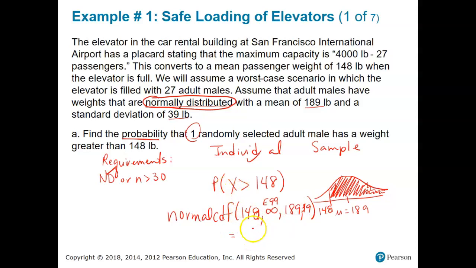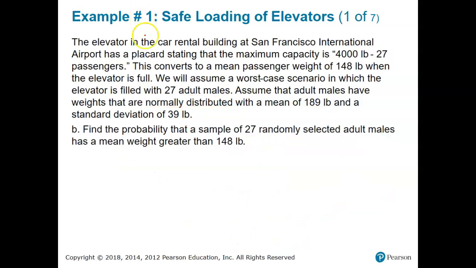Okay, so when I put all that in the calculator and round it to 4 decimals, this is the probability that I'm going to get. Okay, moving on to part B.